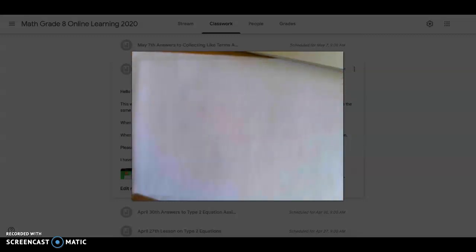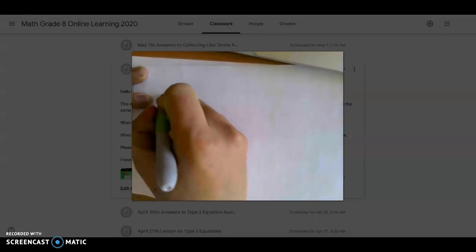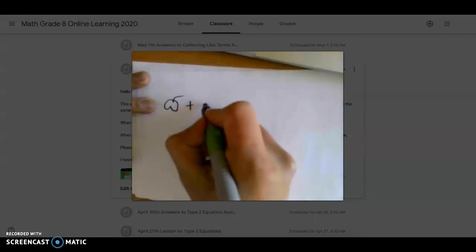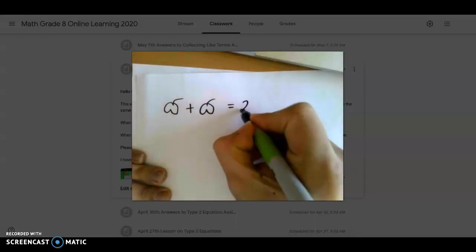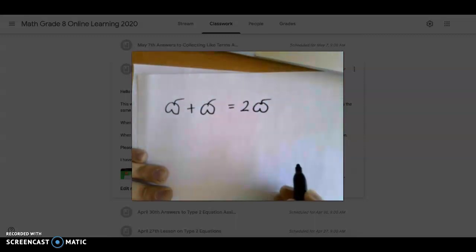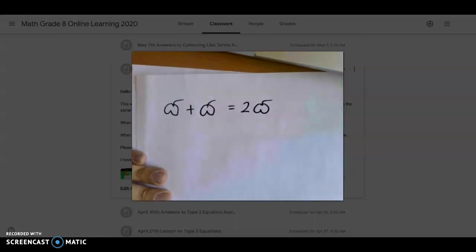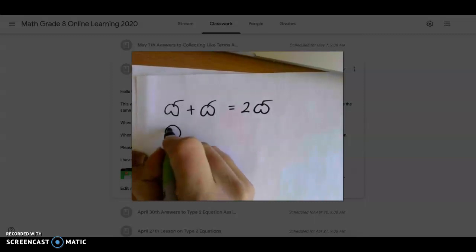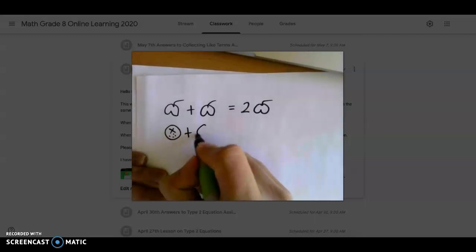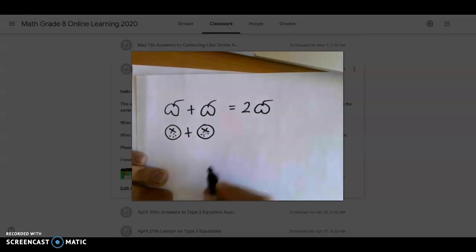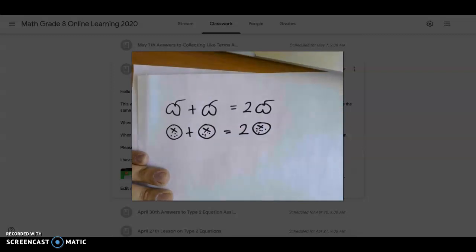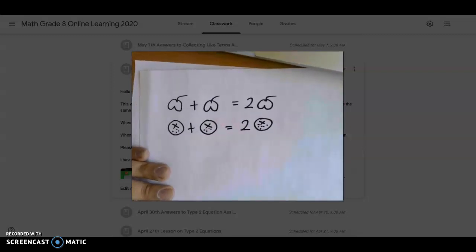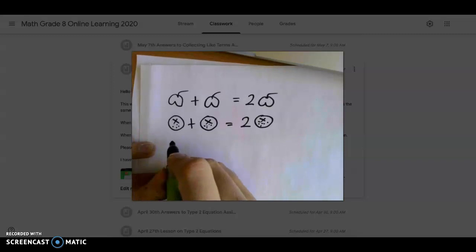So I know in elementary school, you probably have questions like these. If I draw an apple plus an apple, how many apples do you get? Well, you get two apples, right? It's really simple. Likewise, if I have an orange plus an orange, you get two oranges. Now, this one is probably kindergarten.